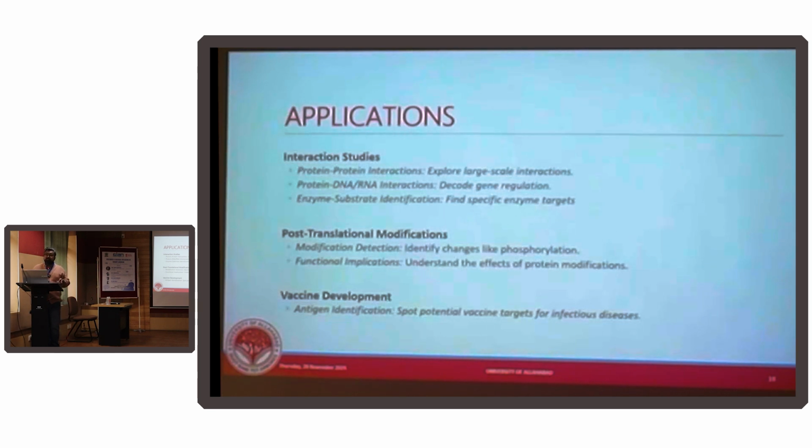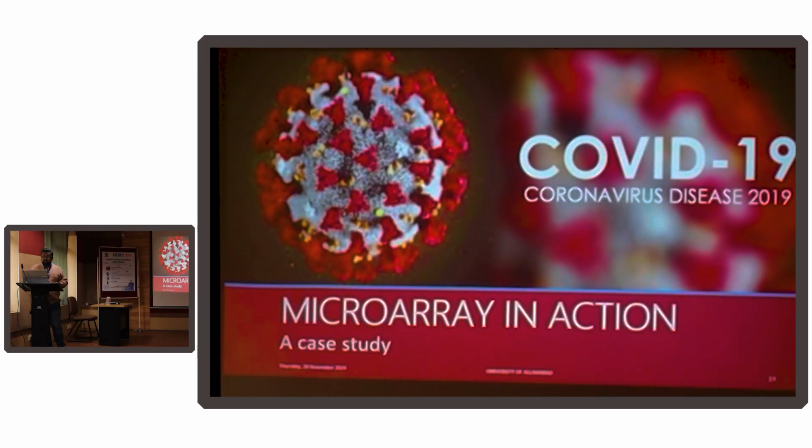So multiple studies, you can do interaction studies, you can do post-translational modification studies. You can also, as we discussed earlier, try to find what are the probable or the good vaccine candidates, right? So now we will see how we used this microarray while we were doing our studies on COVID-19 in India.